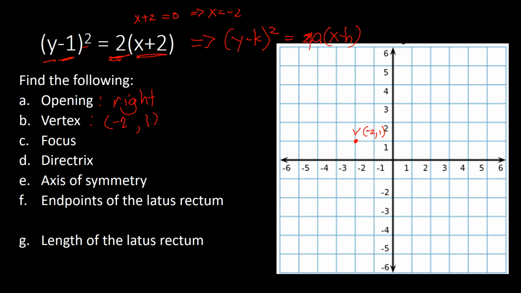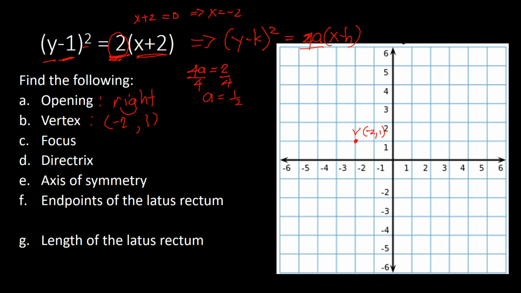So we look first at our a value. Again, if you look at your equation, 4a is the one multiplied to your x minus h. So your 2 here is our 4a. So 4a is equal to 2. This will be divided by 4, and so our a is 1/2.